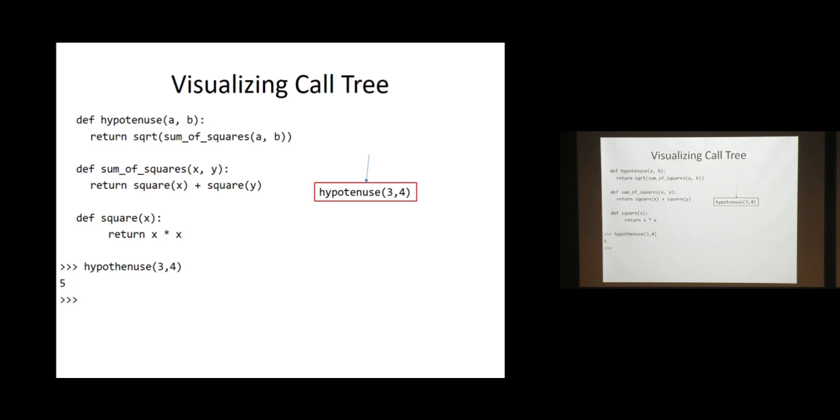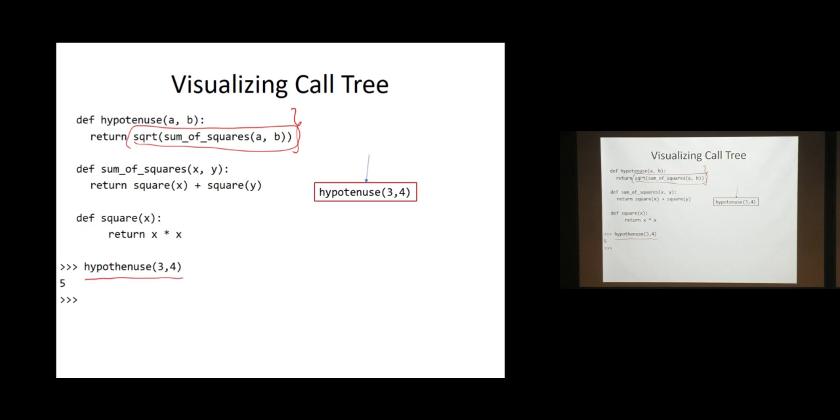We use a call tree to visualize it. For example, here I'm calling this thing hypotenuse 3 and 4. So I'm making a call. When I make this call, what happened? The definition is invoked. We say it's invoked, it's called. And what does it do? It does the job. The job is to perform these things, correct?